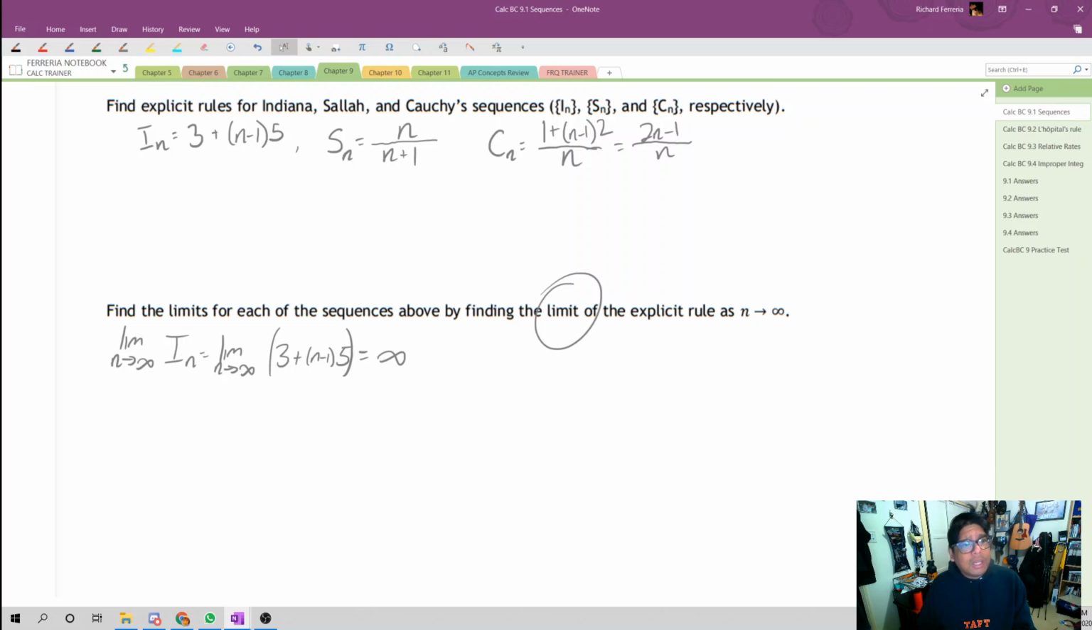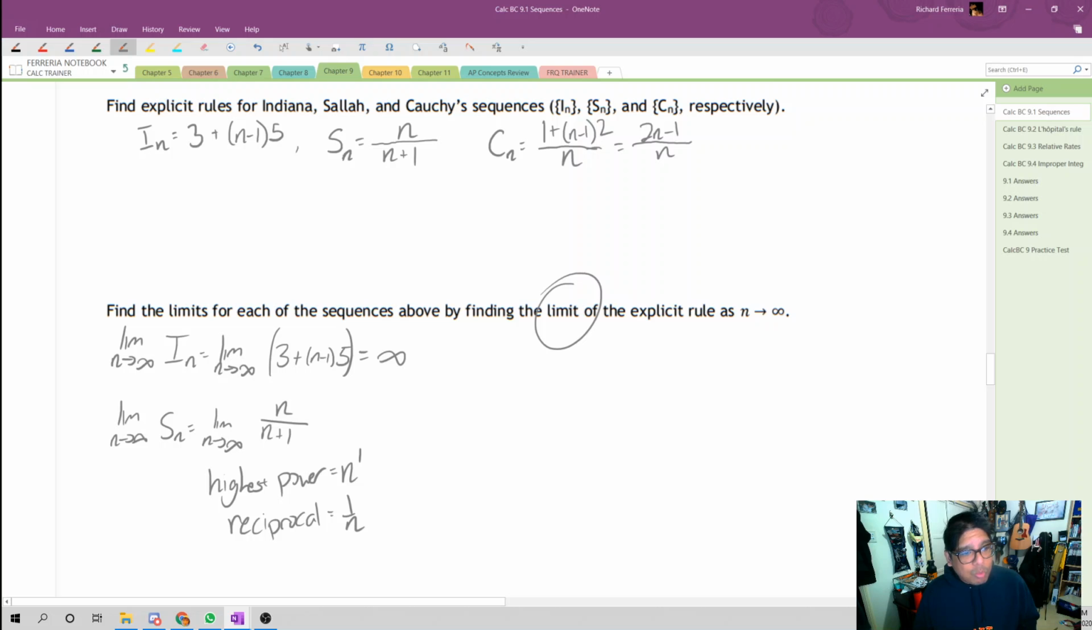Let's do the Salah limit. Okay, so the limit as n approaches infinity of Salah's sequence is the limit as n approaches infinity of n over n plus 1. Now, especially for these sequences that involve ratios, one of the most common things that we are going to do is divide everything by the reciprocal of the highest power. So in this case, the highest power is n to the first power. The reciprocal of that is 1 over n. So we're going to multiply both the numerator and denominator by that reciprocal.